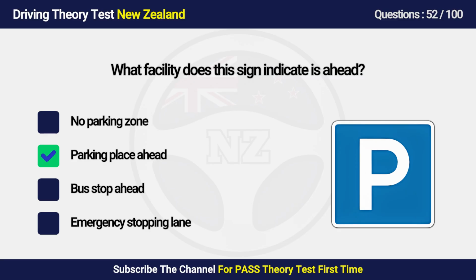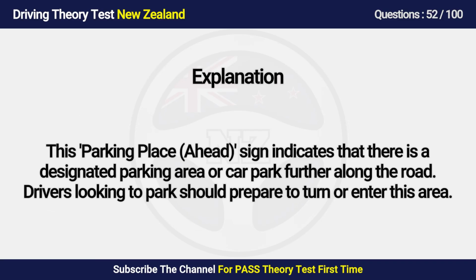Answer is B. Parking place ahead. This parking place ahead sign indicates that there is a parking area or car park further along the road. Drivers looking to park should prepare to turn or enter this area.